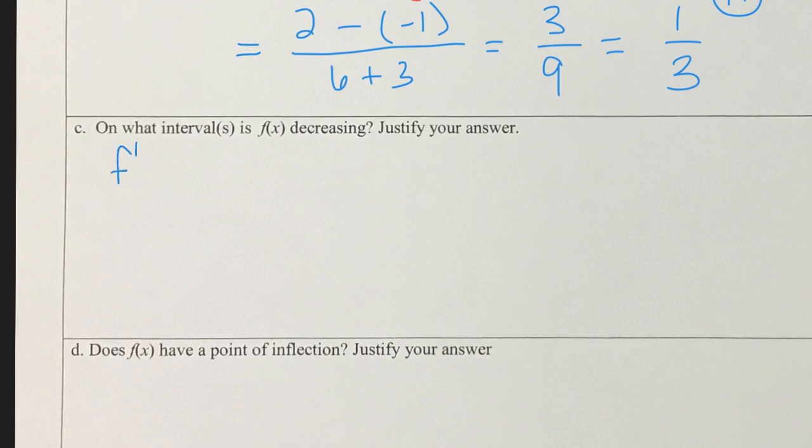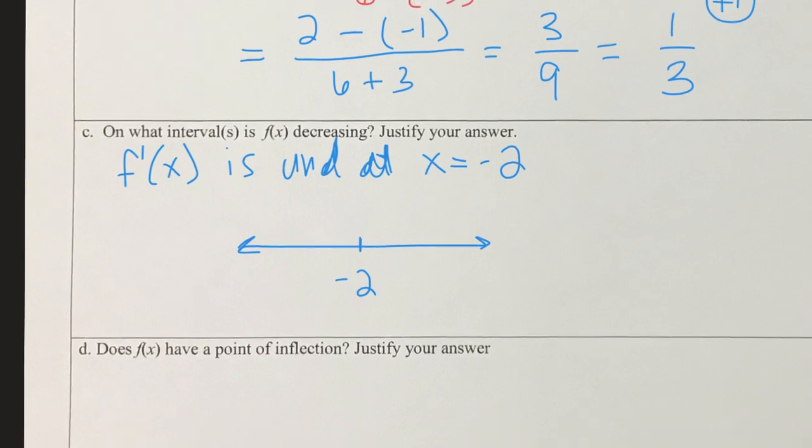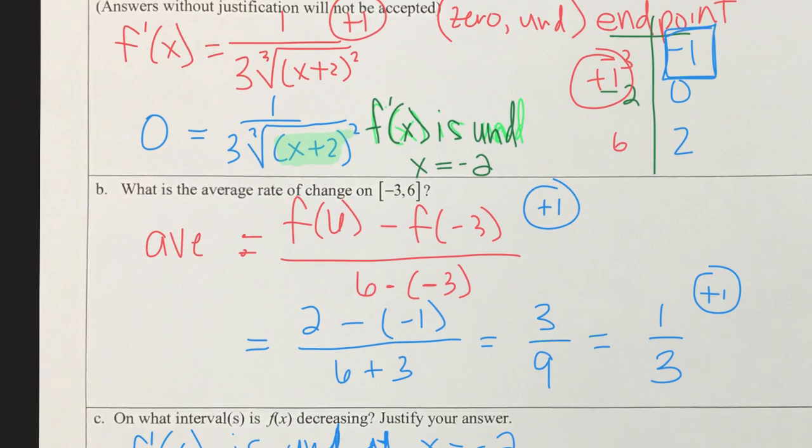Okay, part C, on what interval is f of x decreasing? We already knew that f prime of x is undefined at x equals negative 2. We found that in part A. That's where our derivative is undefined. So we want to see where the derivative is negative, because where the derivative is negative, your function would be decreasing. So our critical point is negative 2. So we're going to do a sign analysis on numbers less than negative 2 and on numbers greater than negative 2.